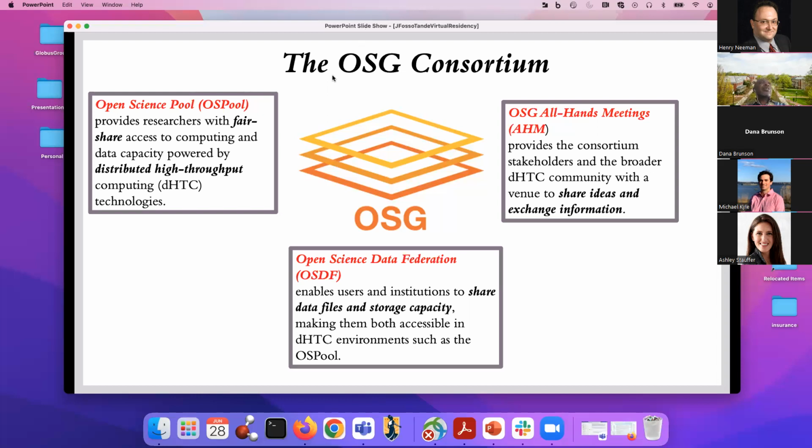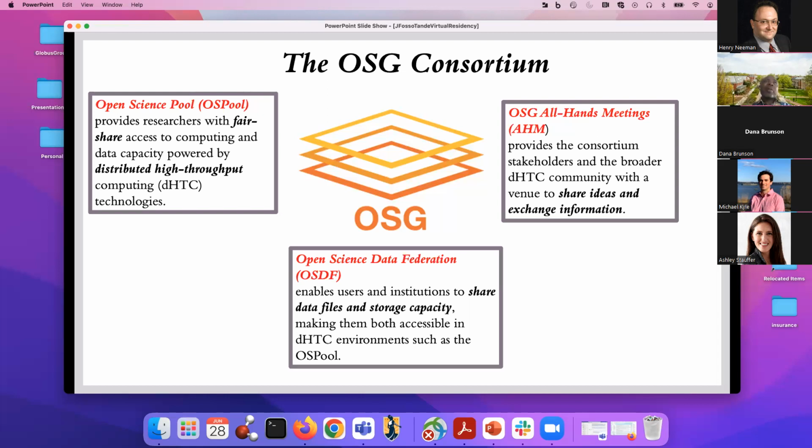So the OSG consortium has 3 components, and the one that we are very used to is the Open Science Pool. They've named it Open Science Pool, which provides researchers with fair share access to computing and data capacity powered by distributed high throughput computing technology. So multiple institutions, if you have some compute resources at your institution that you want to connect to the OSG, they will help you set that up using the application for load balancing and submitting jobs, and you have access to these resources, and your users equally have access to the resources that are available on the OSG.